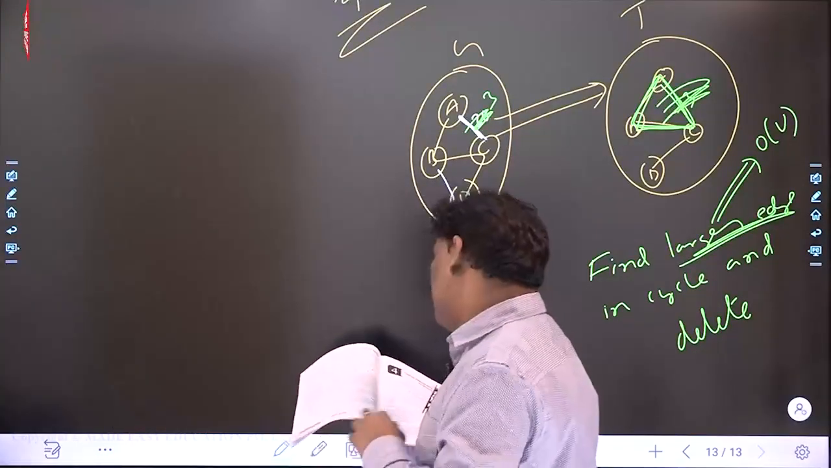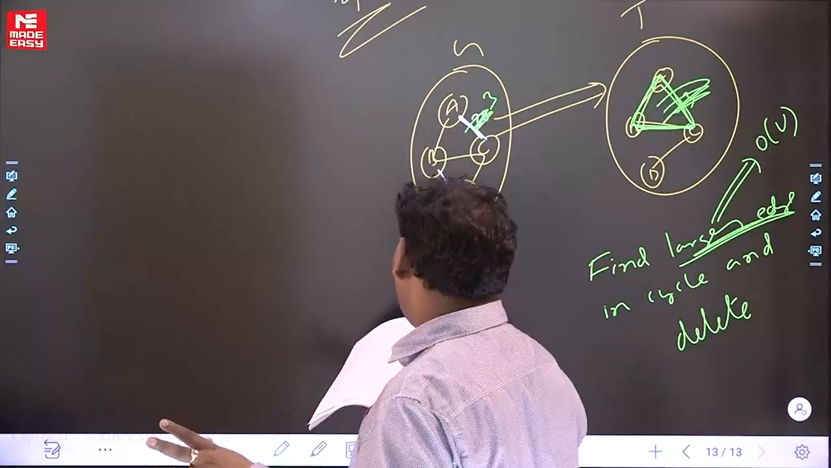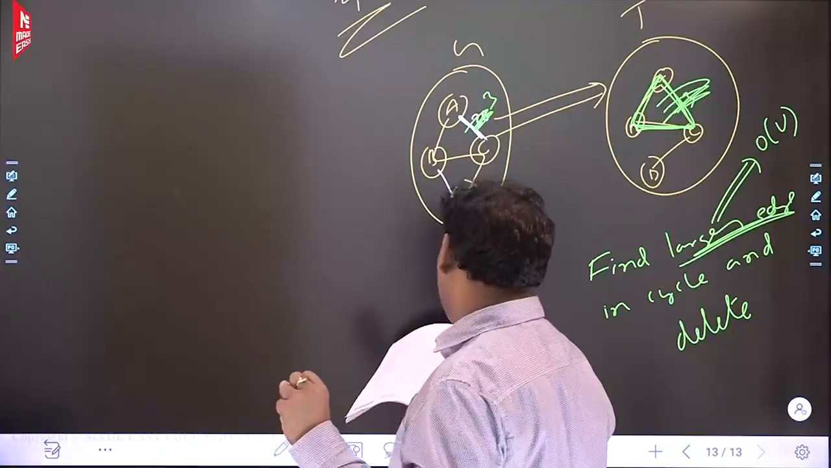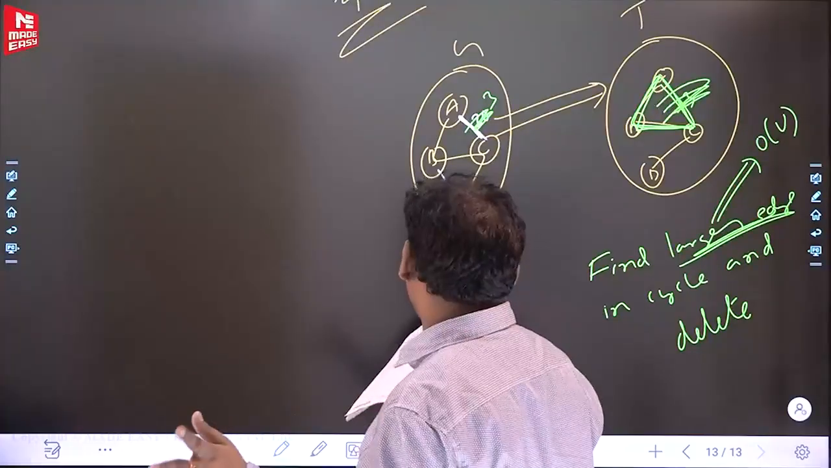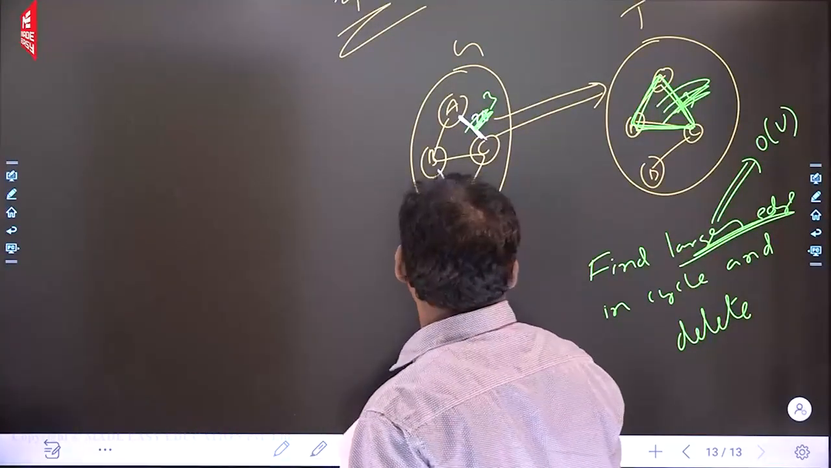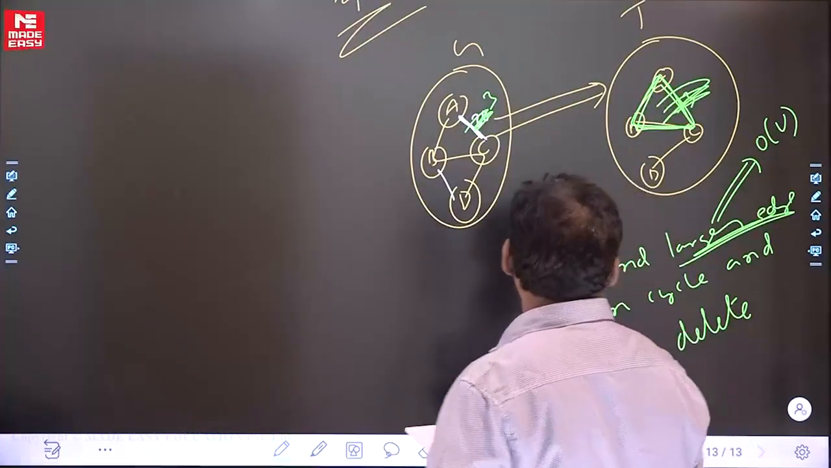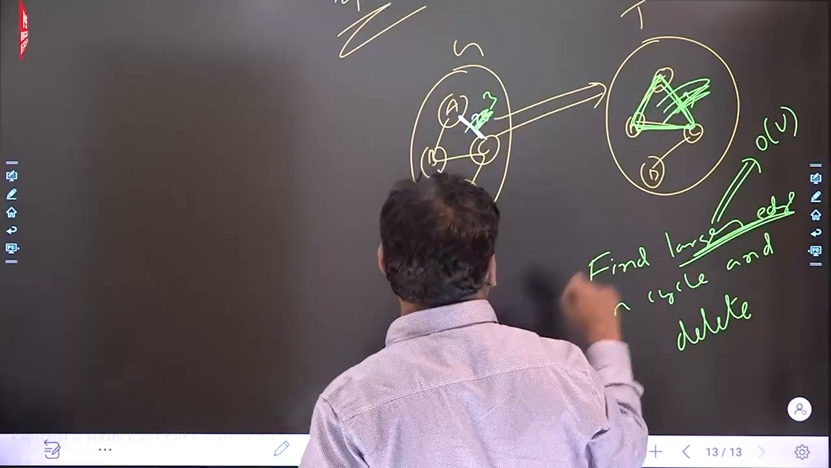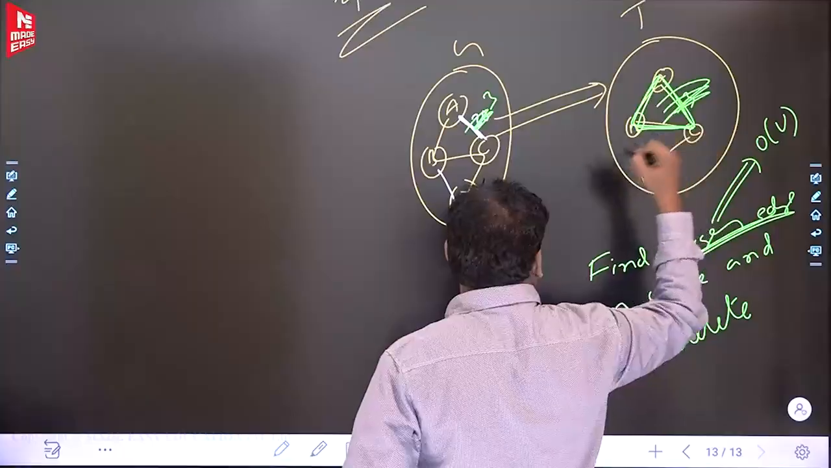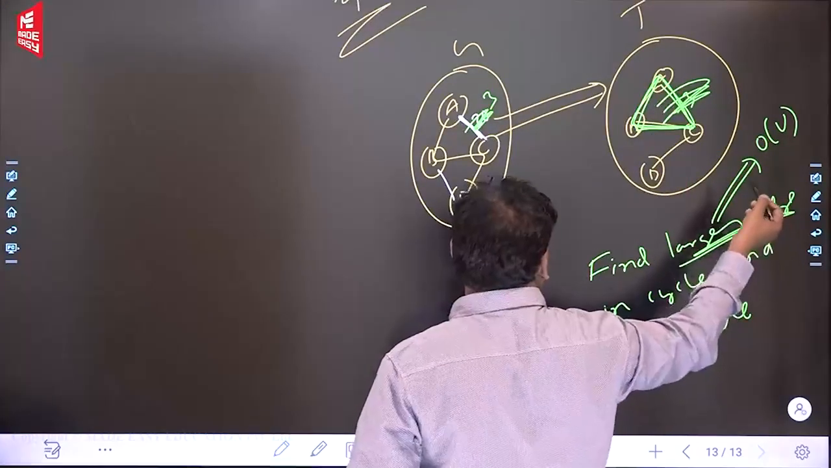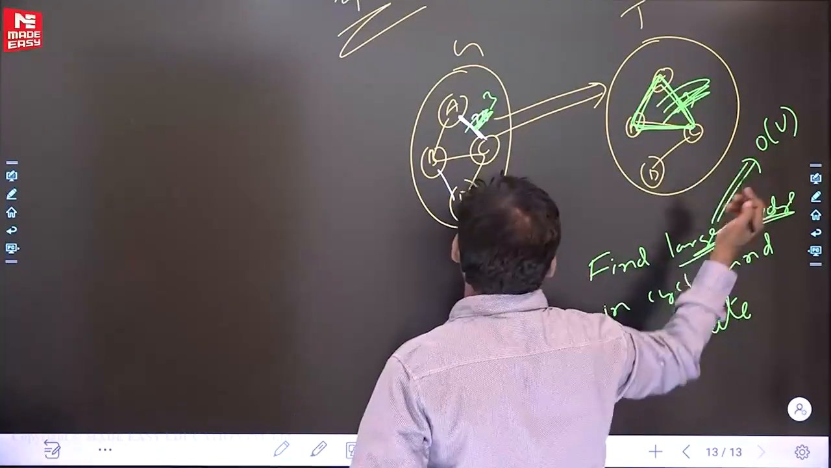No need to do the entire procedure again. What is the best idea? Take the modified edge, go inside the MST, and add it. A cycle came. In that cycle, delete the larger one. How to find the larger one? Finding the maximum element in the given array. Out of V edges, finding the maximum takes V time. After finding it, delete it, which will take V time. Out of N elements, finding the maximum takes N time; out of V elements, V time.